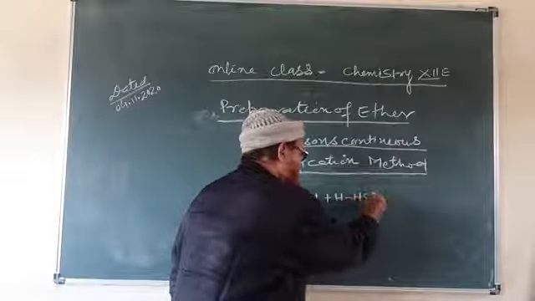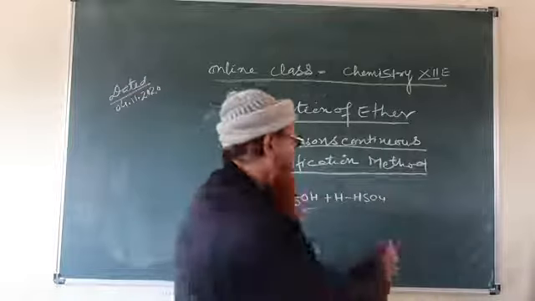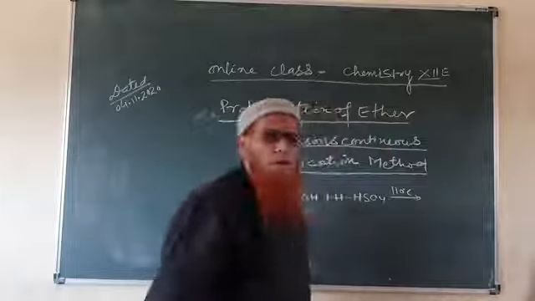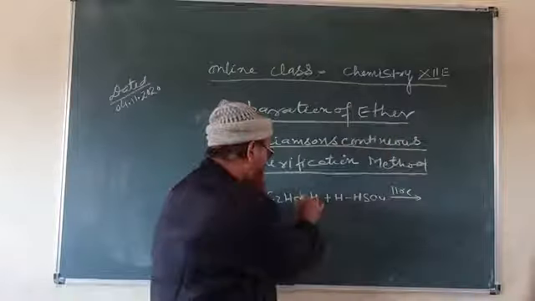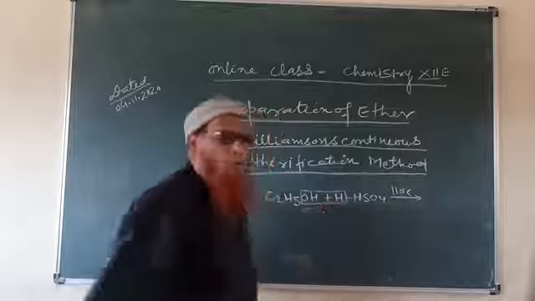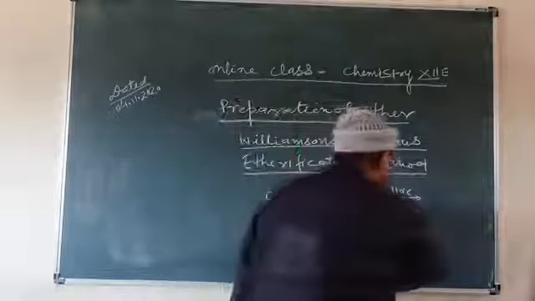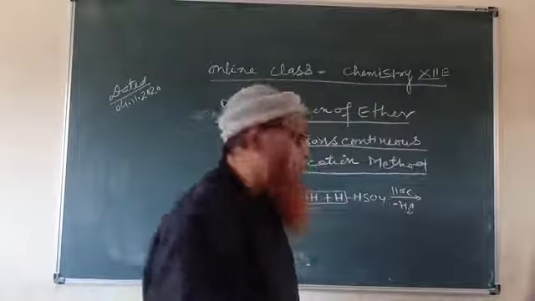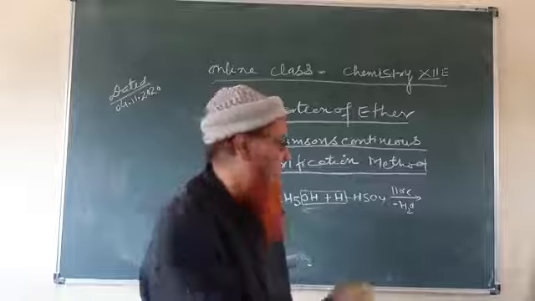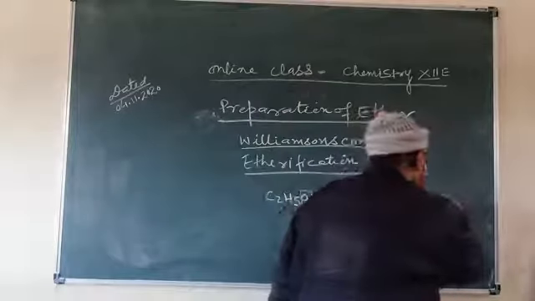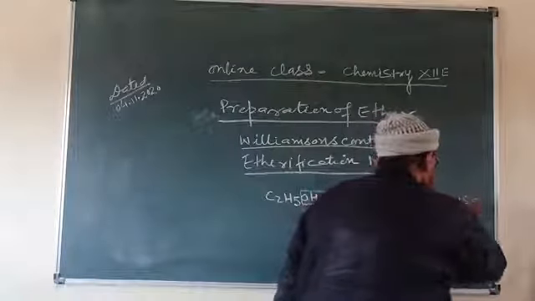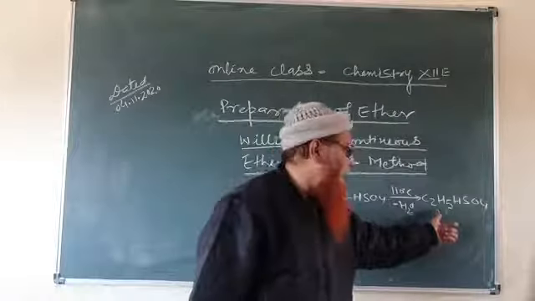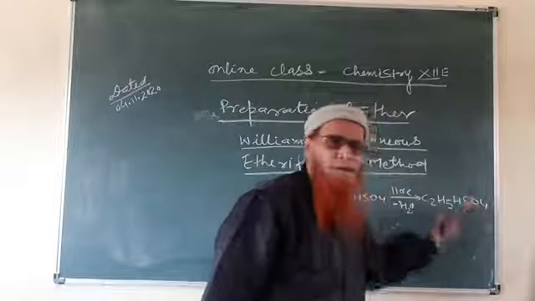HSO4, we heat it to 110 degrees centigrade. When it reacts, it gives us water molecules removed, minus H2O. Then it gives us C2H5HSO4. What is the name of this compound? This is ethyl hydrogen sulfate.